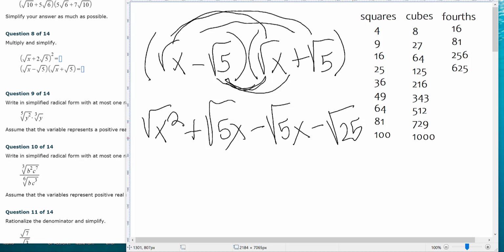The square root of x squared is x. Plus that minus that is going to be 0. Those are opposites. And then minus 5. So the second part for number 8, the final answer is x minus 5.